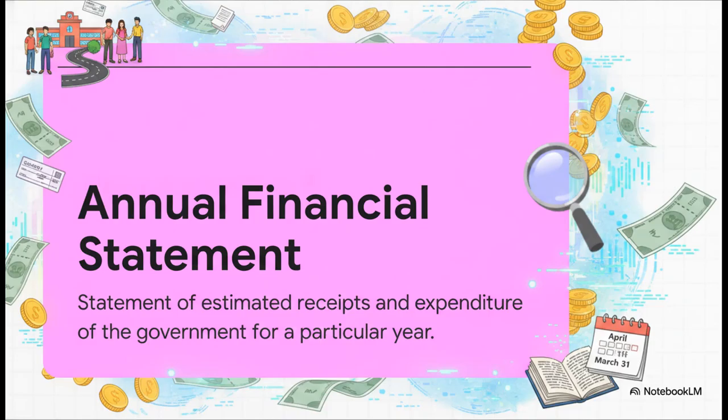Let's kick things off with a quick look at the absolute foundation of public finance. Obviously, every functioning government needs money to survive and serve its people. Now, under Article 112 of the Indian Constitution, there's a strict rule. The government absolutely must present an annual financial statement to Parliament. And this, folks, is what we commonly just call the budget. It basically maps out all the estimated receipts, so the money coming in, and the expenditures, the money going out, for the entire financial year, which runs from April 1st to March 31st.